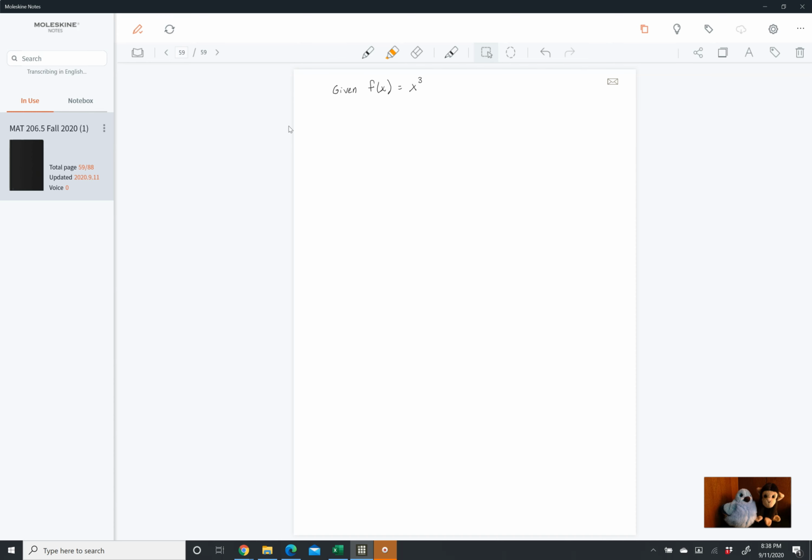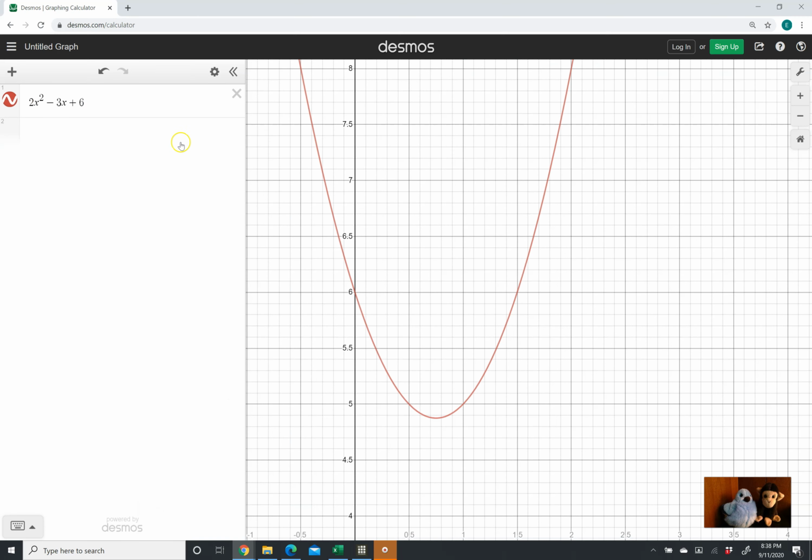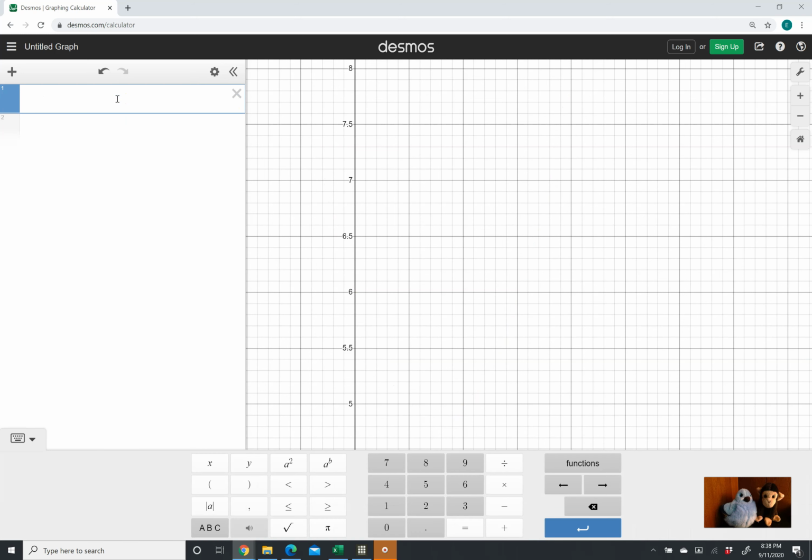x cubed minus 2x squared plus 7. Okay, let's go to our graph and just see what that looks like. And this is actually what we're going to be talking about in the next unit, exactly what graphs like this look like. This is a polynomial graph.